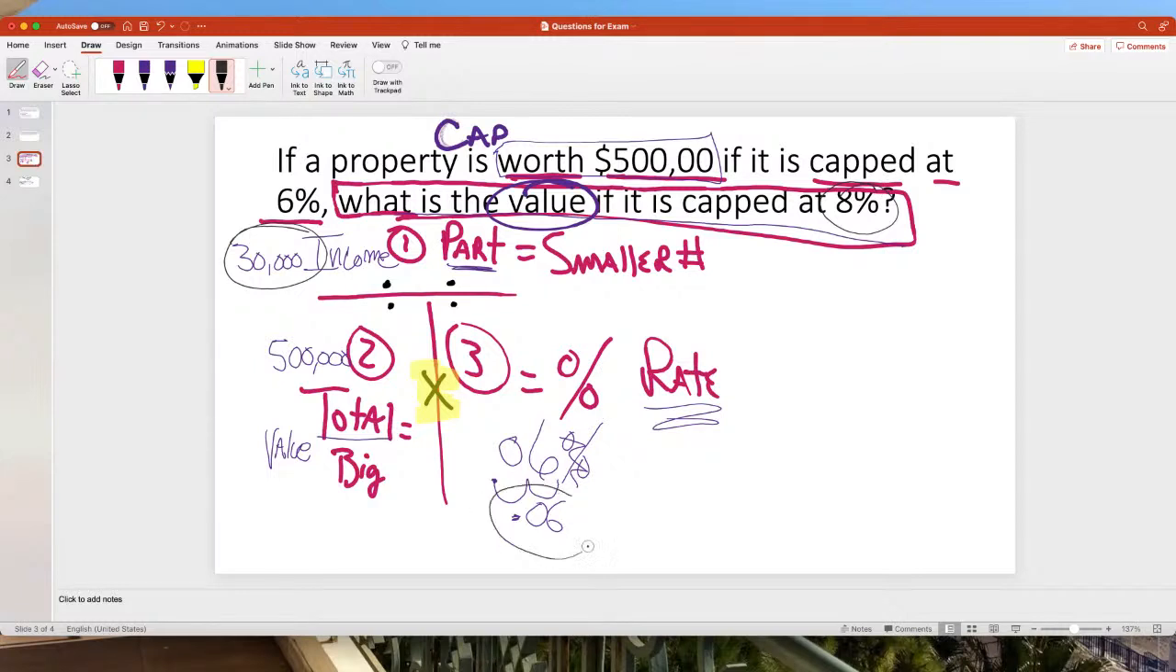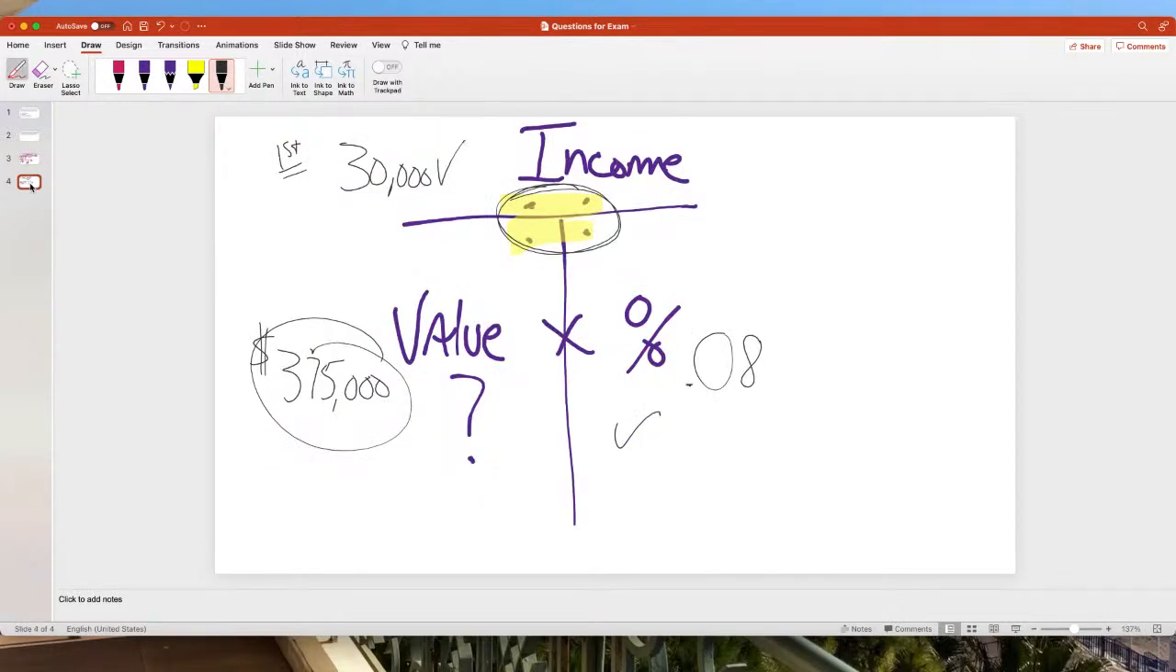Now, look what happened. When we had a cap rate of 6%, the value was $500,000. Now, we have a cap rate of 8%. The cap rate actually went up. And what happened to the value? It went down. Interesting concept. The reason is there is what we call an inverse relationship between the cap rate and the value. By the way, that could be an exam question, an inverse relationship.